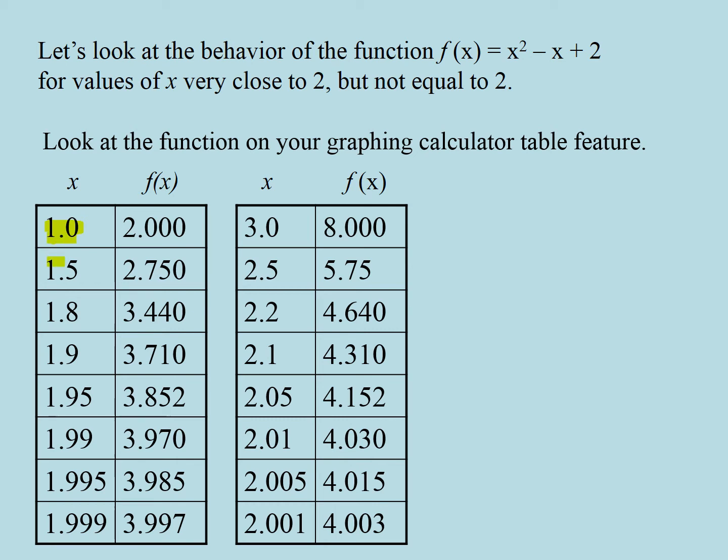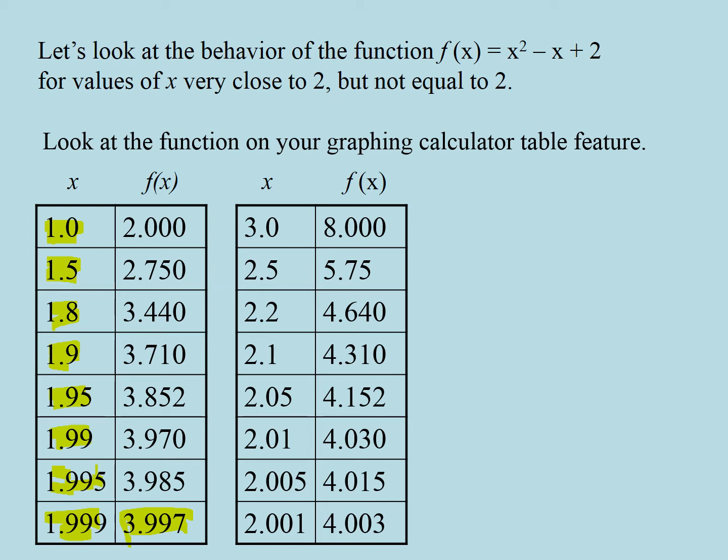approaches 2 here: 1, 1.5, 1.8, 1.9, we're getting closer and closer and closer to 2. So we're looking at the corresponding y values. What happens as x gets closer to 2? It appears the y values are getting closer to 4 down here.